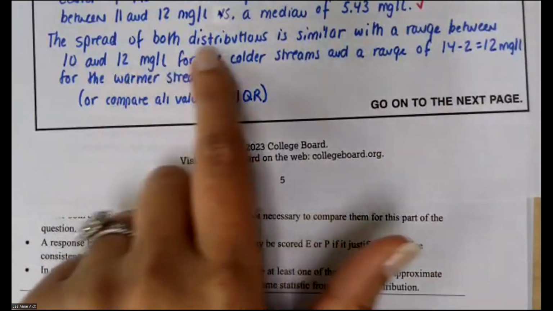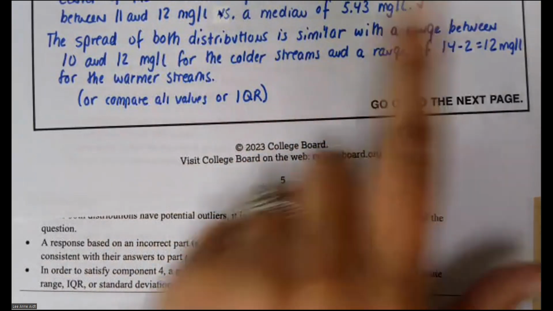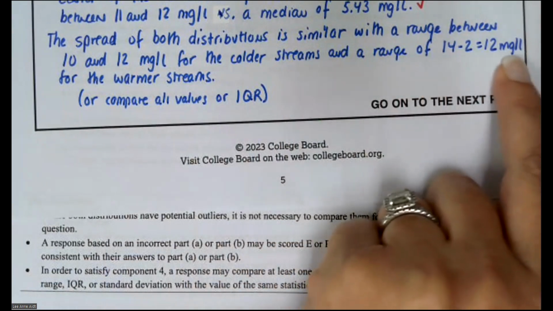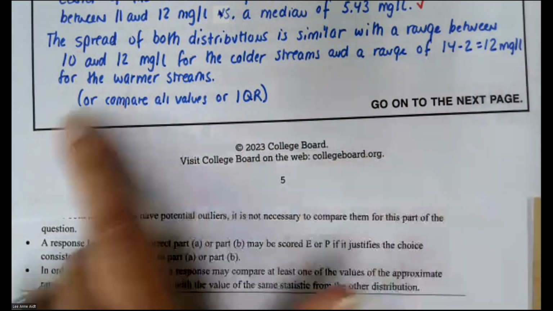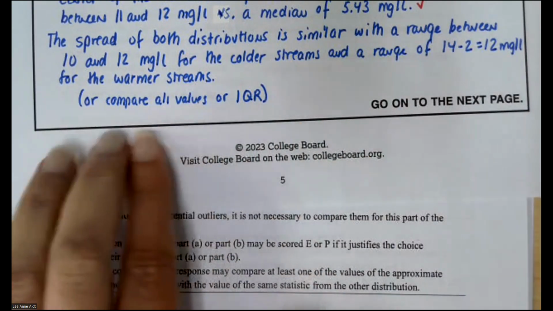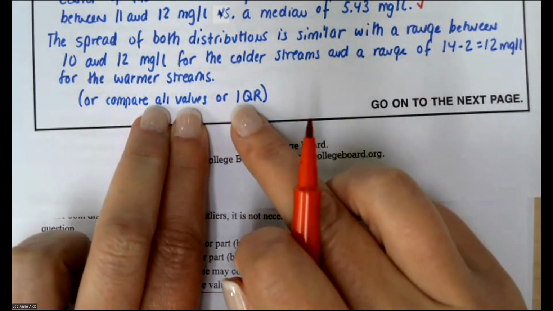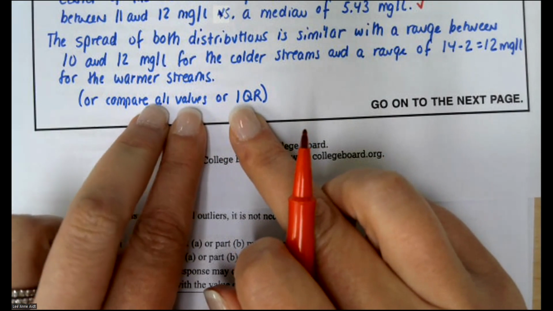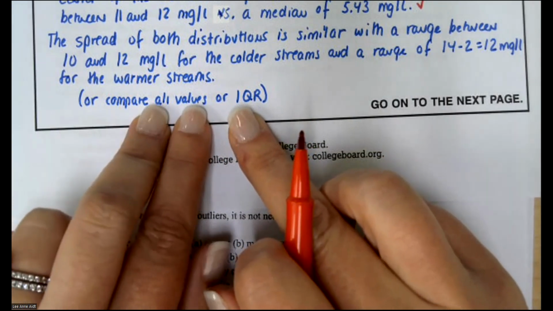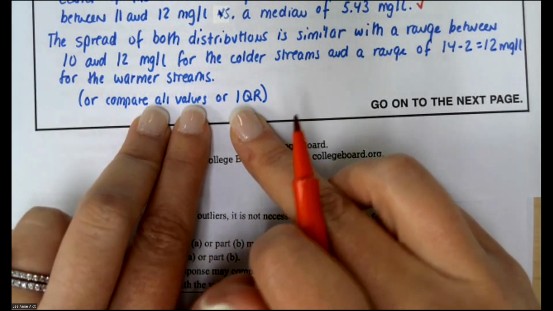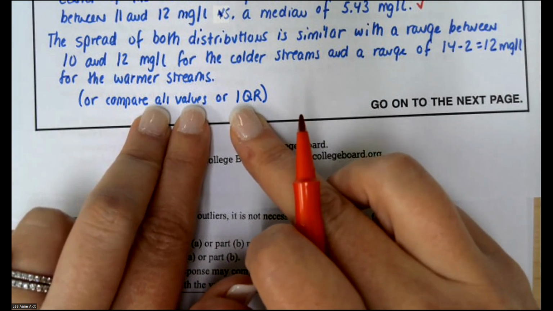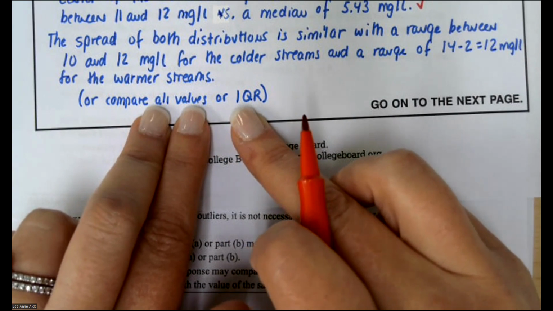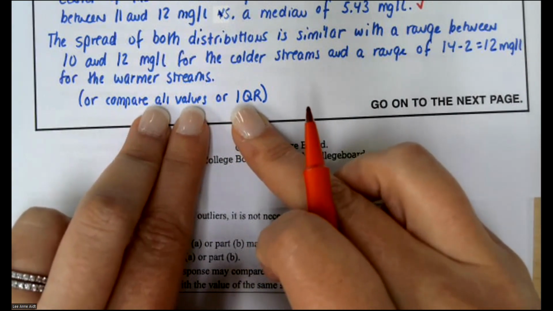I said the spread of both distribution is similar, with a range between 10 and 12 for the colder streams and a range of 12 for the warmer streams. Or you can compare all values, or you can compare the IQR. You just have to make sure to do exactly the same thing that you did in part A. So whatever you stated for part A in the spread, you'll have to continue with part C in the spread. If you screwed this up, you can still get an E though, if you did everything else.